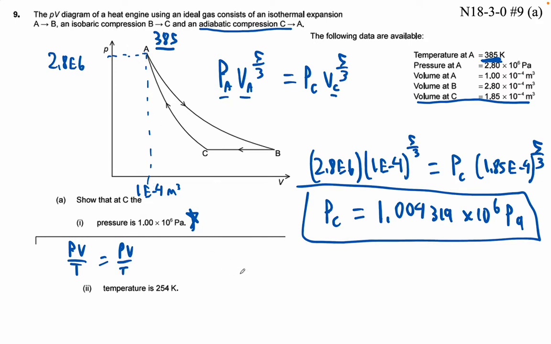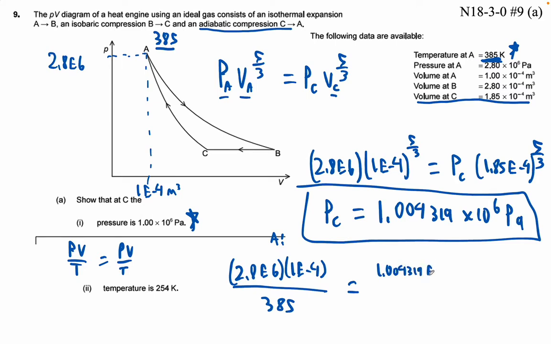We'll go from A to C. Okay, so the pressure at A is 2.8 E6. Volume is 1 E minus 4. Temperature is 385. Is that kelvins? Yes. Okay, yeah, if it's Celsius, it's evil. You'll get the wrong answer. Okay, so this is at A, right? And then let's look at C. We know now that the pressure at C is... Now, here's the thing. You should use this. I'm going to use that.